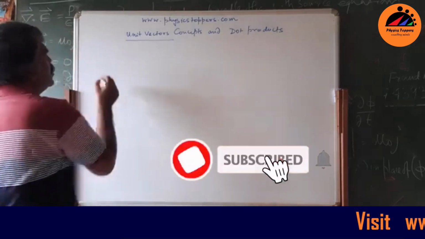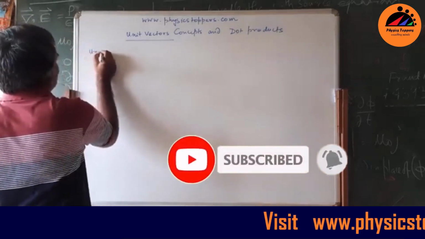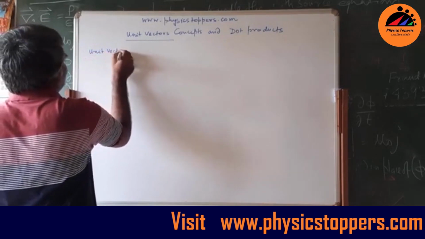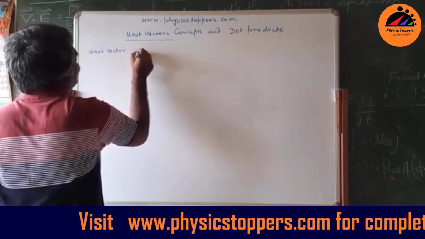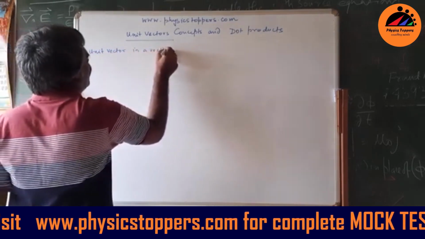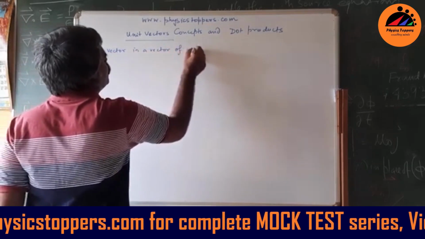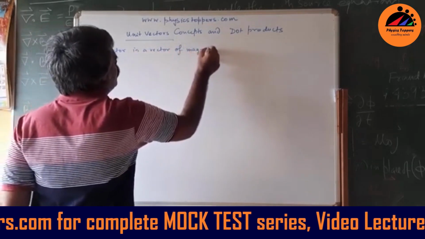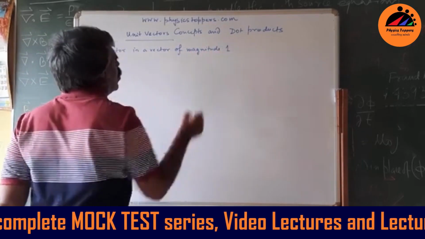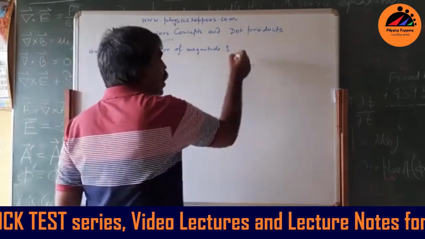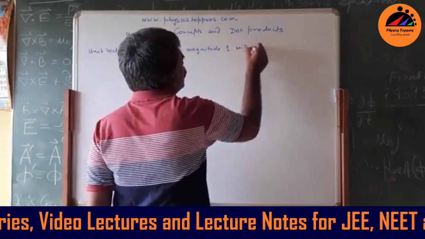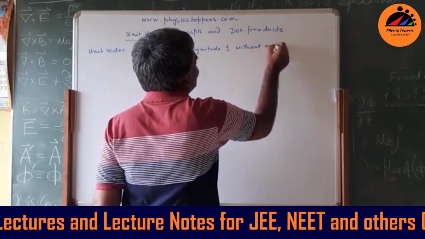Unit vector is a vector of magnitude 1 without any dimension.